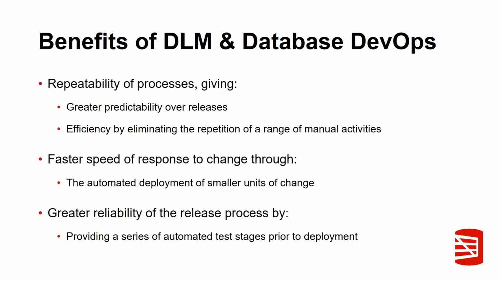By committing those database changes into source control on a regular basis, you can then introduce automated builds and tests to make sure that all of these small units of changes are tested and validated multiple times before you're even ready to deploy to production, which can result in greater predictability over your releases, increased efficiency by eliminating the repetition of manual steps, and the need for your DBAs to review thousands of lines of scripts every time you try to deploy.